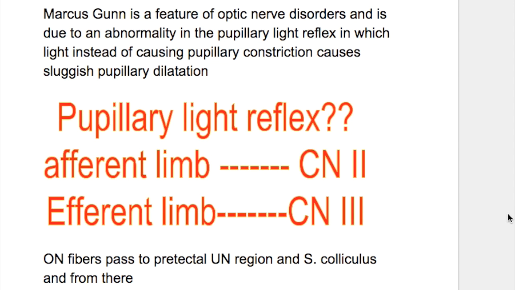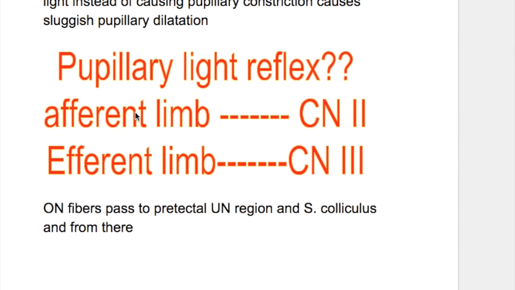In this video, we'll discuss Gunn Pupil and pupillary light reflex. Now, what's a Gunn Pupil? Gunn Pupil is a feature of optic nerve disorder and is due to an abnormality in the pupillary light reflex, in which light, instead of causing pupillary constriction, causes sluggish pupillary dilatation. So how does pupillary light reflex work?